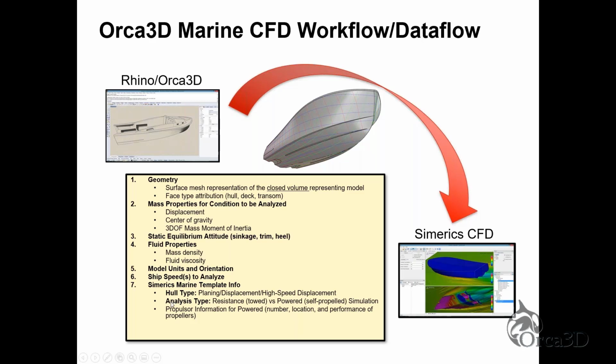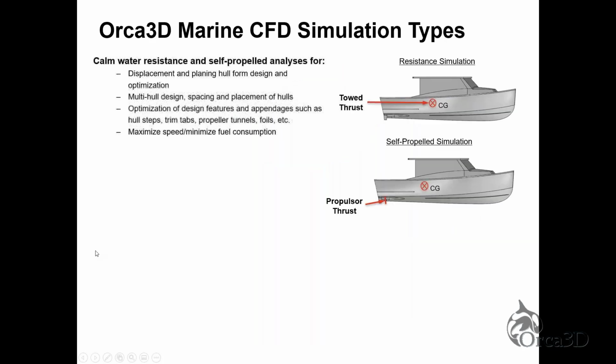In addition to the hull type, we need to know the analysis type. There's currently two types of analyses that are part of the standard version of Orca Marine CFD. The first type we call a resistance analysis. Sometimes we also call that a towed analysis. And the second type is a powered analysis, and sometimes we call that a self-propelled simulation. And in the next slide, I'm going to talk about the differences and similarities between the two.